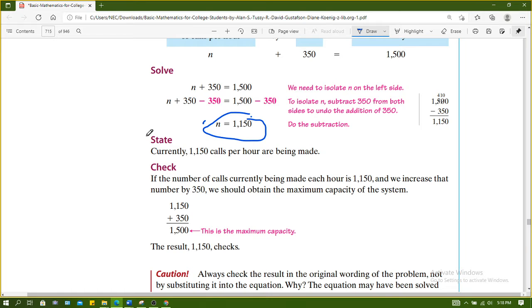So, the next step is what? To state the conclusion. So, the conclusion would be currently 1,150 calls per hour are being made. So, you check. If we replace n with 1,150, n plus 350, can it be 1,500? So, the result checks, and therefore it's a solution.